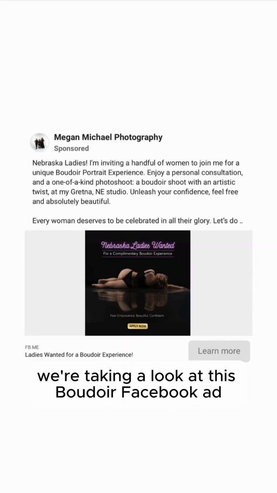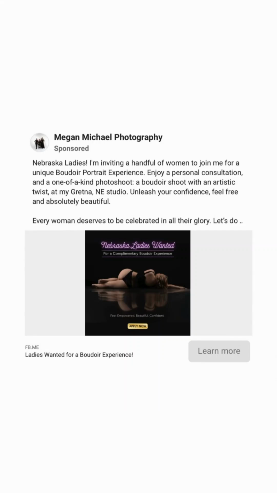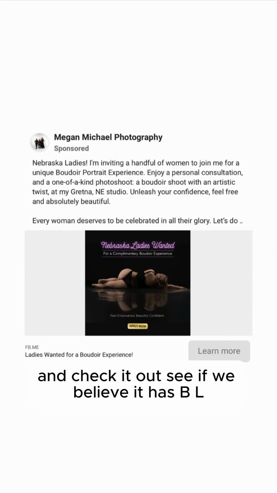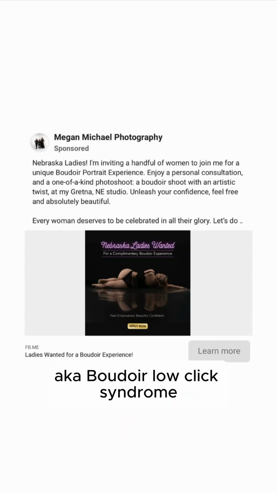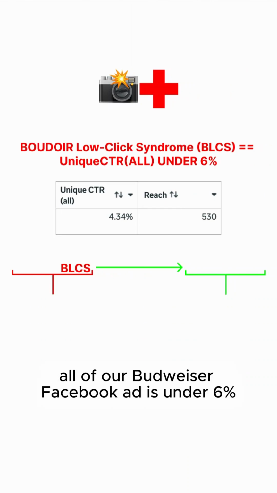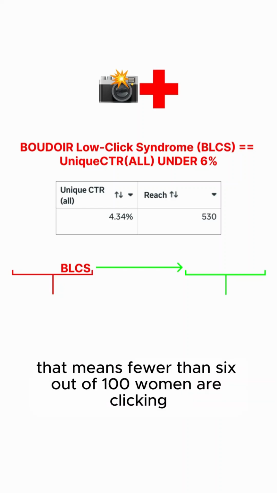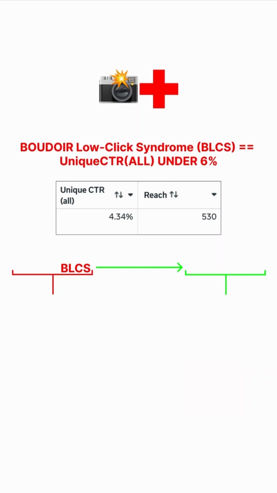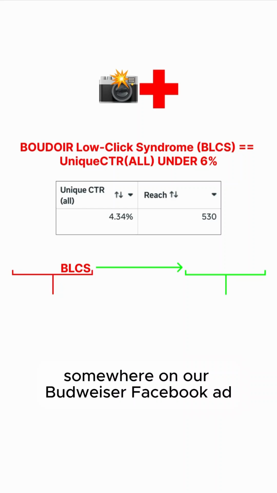All right, y'all, we're taking a look at this Boudoir Facebook ad. Gonna check it out, see if we believe it has BLCS, aka Boudoir low click syndrome. So Boudoir low click syndrome, aka BLCS, is when the unique CTR of our Boudoir Facebook ad is under 6%. That means fewer than 6 out of 100 women are clicking somewhere on our Boudoir Facebook ad.